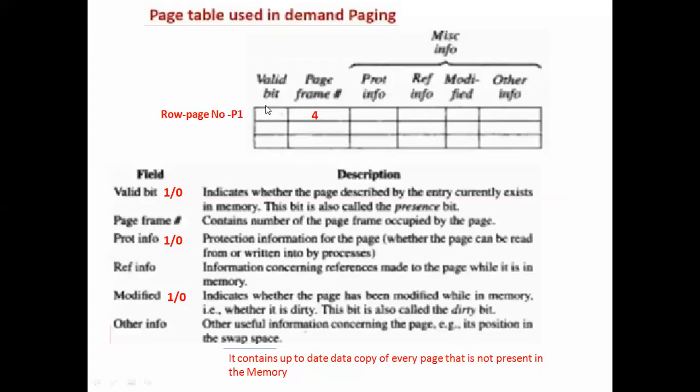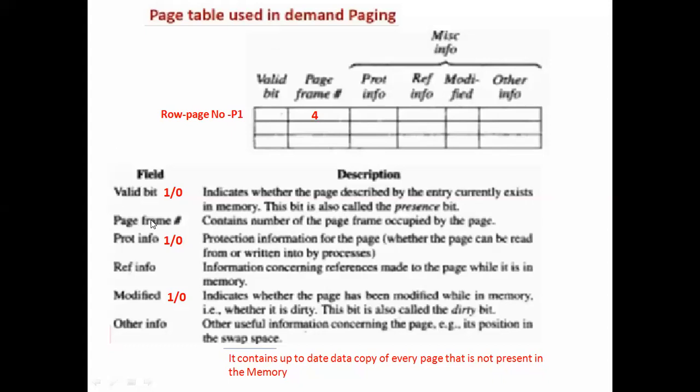This bit can take only 2 values, either 1 or 0. 1 indicates that the page is present in the main memory, and 0 indicates that the page is not present in the main memory. If the page is not present in the main memory, where will that page be present? That will be present in the hard disk, exactly.